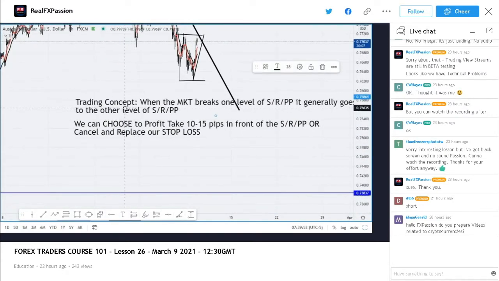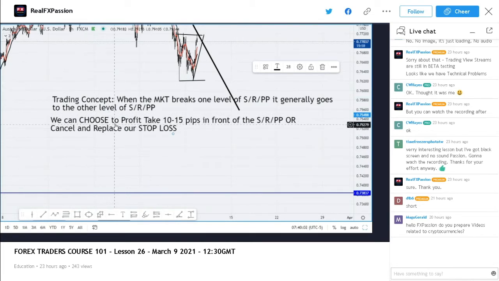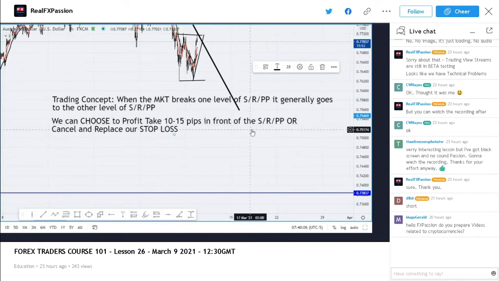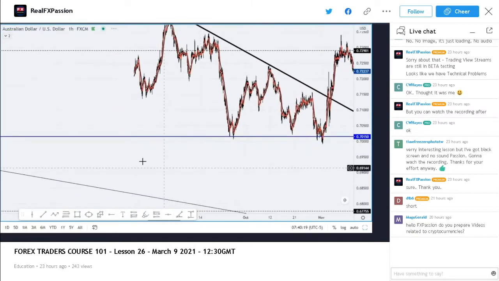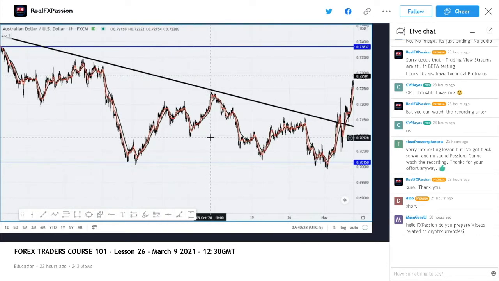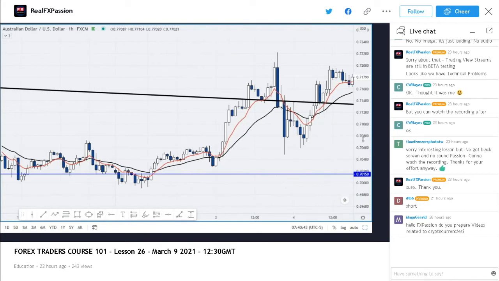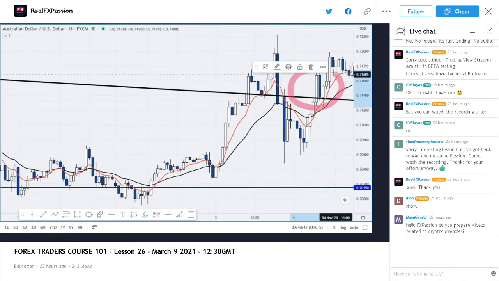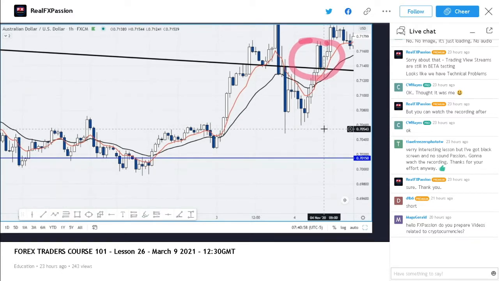Okay, everybody. So trading concept: when the market breaks one level of support or resistance, it generally goes to the other level of support, resistance, and pivot point. And we can choose to take profit 10 pips, 15 pips in front of the support, resistance, pivot point, or cancel and replace our stop loss. So what does this mean? This means that, like in here, if we go back in time, see, everybody, this was back in time. This was the chart, and it made highs. And once finally, here it broke the counter trend line. Now, if this is the trade, everybody, where would you put your stop loss? Let's compress the chart.